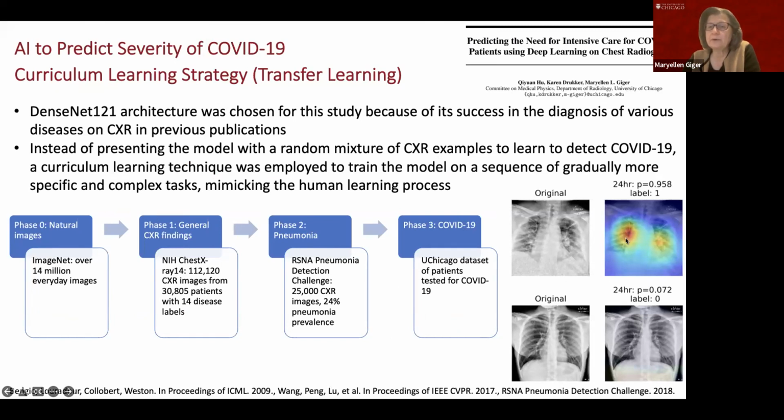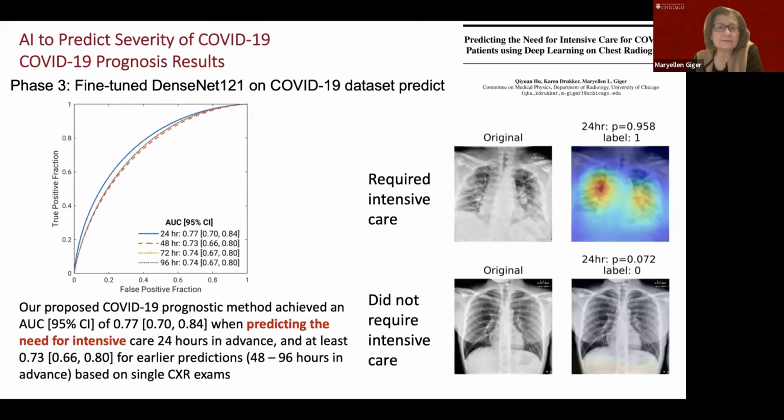The goal here was, can you predict those that would need intensive care? And could you come up with maybe a visualization approach? Here's an example of an original, here's one who needed intensive care, and this is one that did not. This is a difficult task. She found an AUC of 0.77 predicting the need for intensive care, which is quite promising. And now this is being looked at with triple the size of the data set.